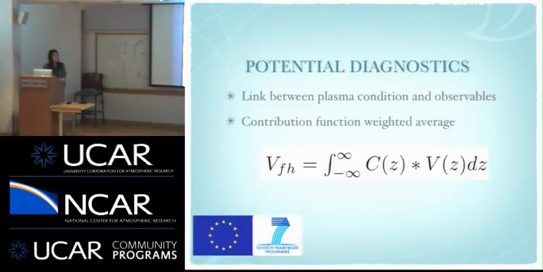So now we are going to present some potential diagnostics we learned from our simulation, and we use the contribution function weighted average to collect the information from the plasma quantities that are relevant to our line forming region. And we try to search for correlations with the spectroscopic properties.